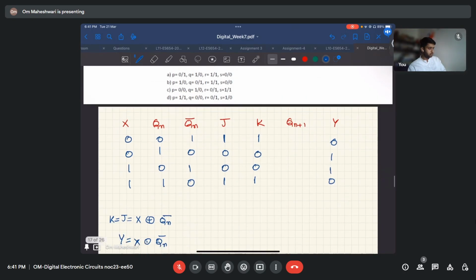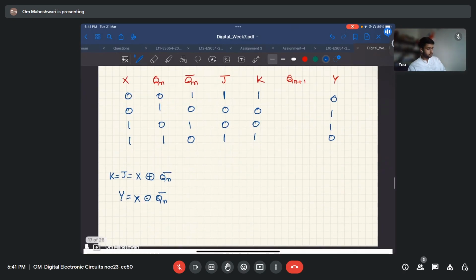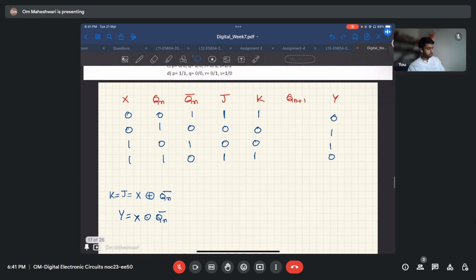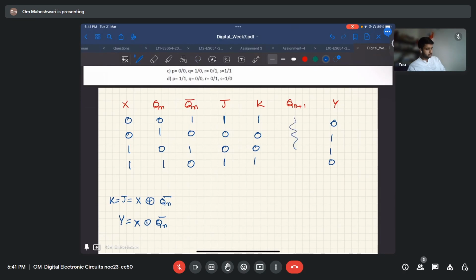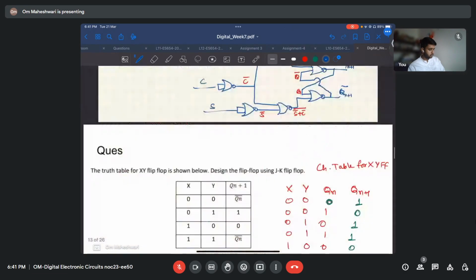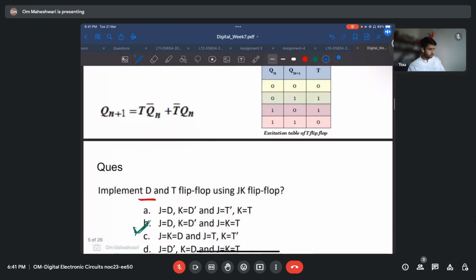Okay, so for the next state, we can use again the characteristic table of JK to get this, right? So let me copy the characteristic table of the JK flip-flop. I have it here.